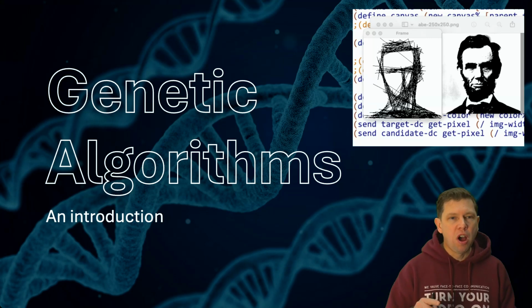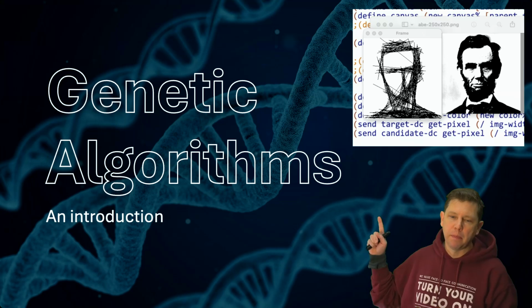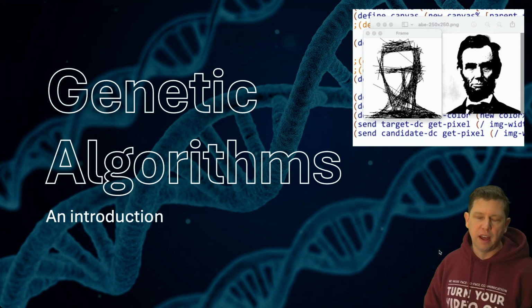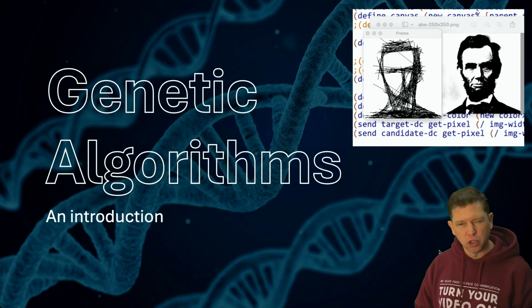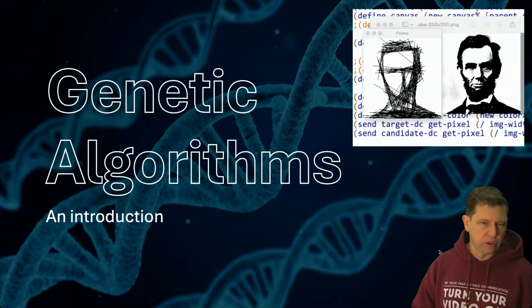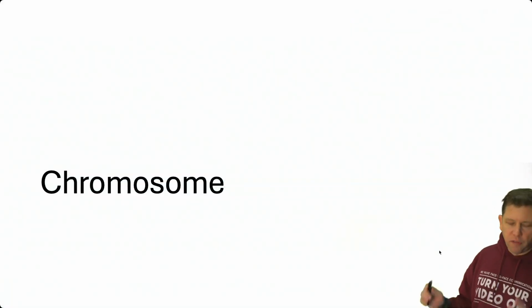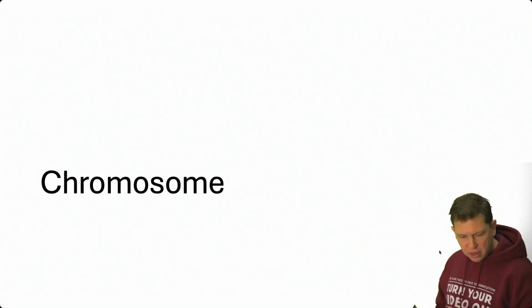And then we're going to go on and look at this example right up here, where I went ahead and built my own genetic algorithm to try to draw a picture of Abraham Lincoln. We'll look at how that works and how it evolved over time. Okay, so the first word we want to become familiar with is chromosome.